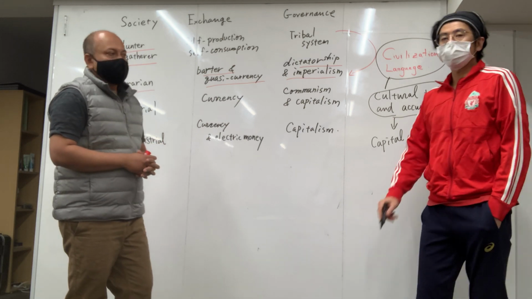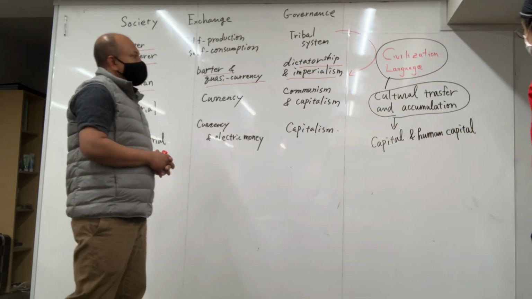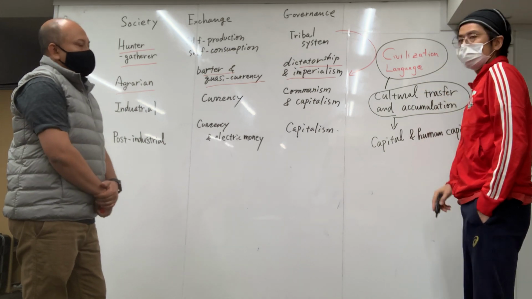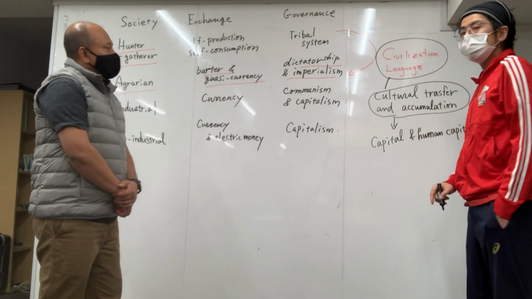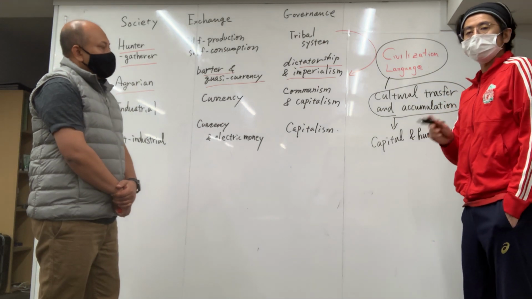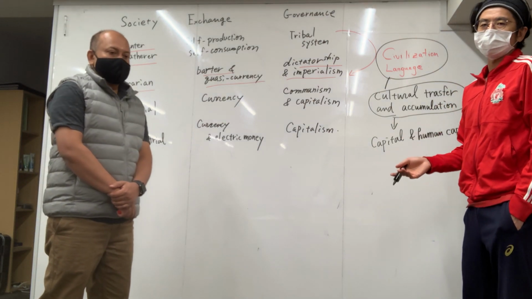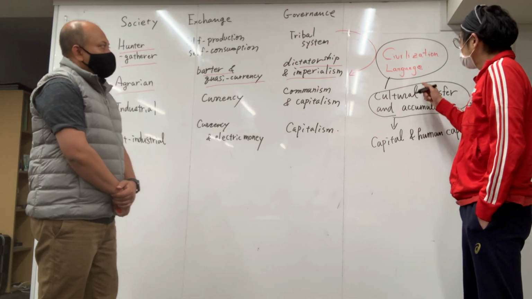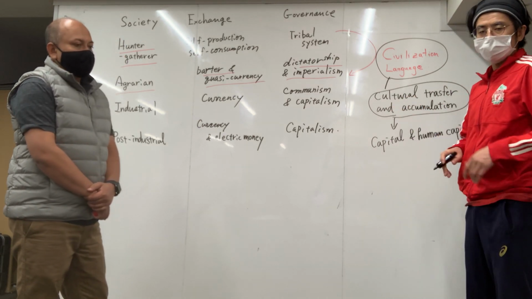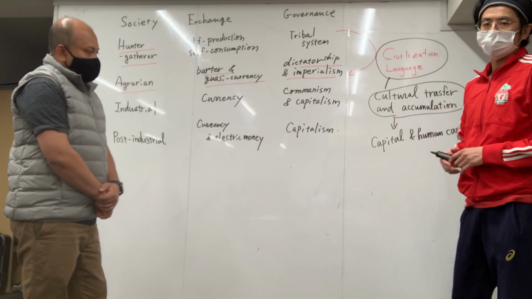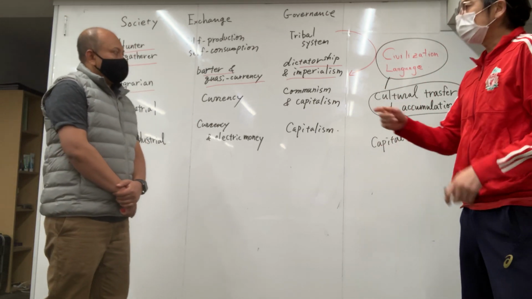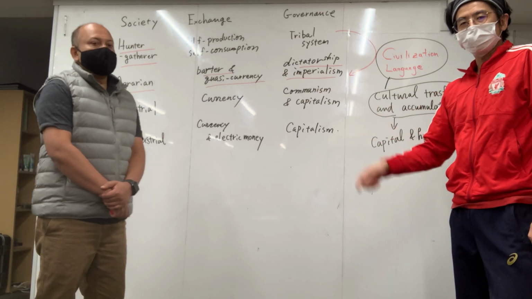Previous time, what we have discussed is that through civilization, along with the development of language, we started communicating with each other, with different types of people as well. And by doing so, people can transfer culture, useful knowledge, and other things. Because we communicate.